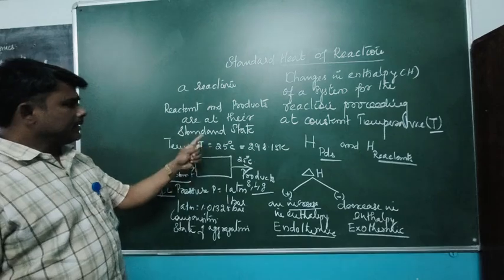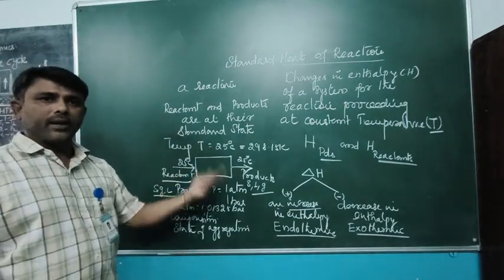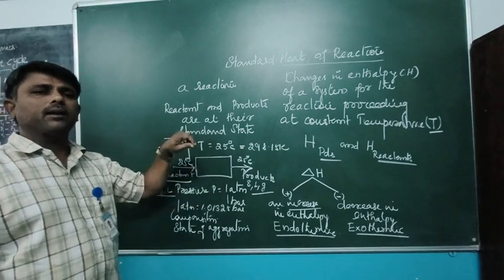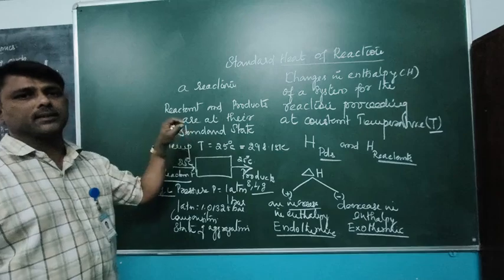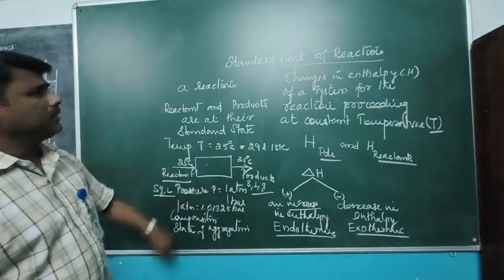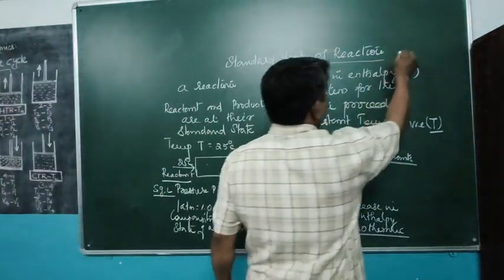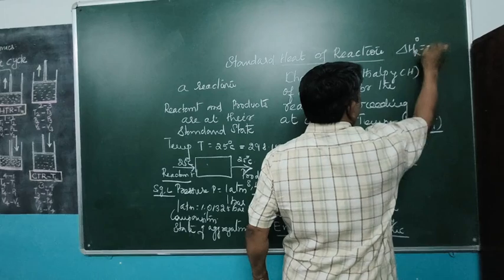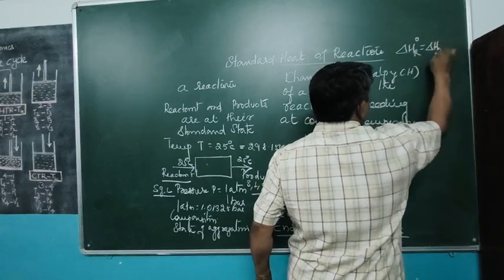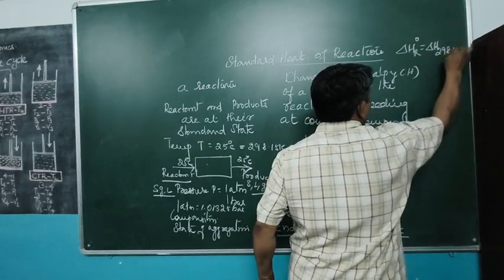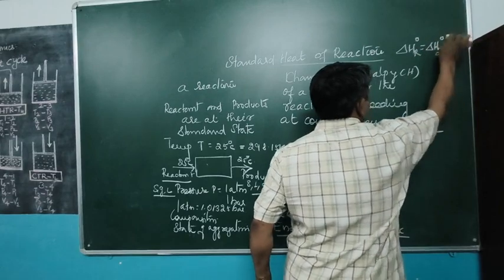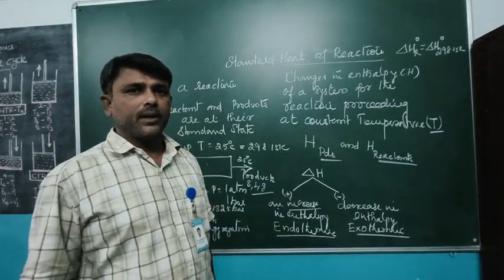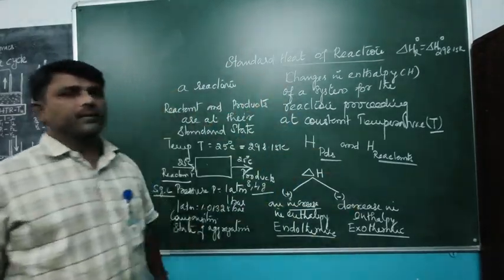That means the change in enthalpy of a reaction when both reactant and the product are at their standard state at constant temperature. The notation for standard heat of reaction is del H R superscript 0, or I can write like this, del H at 298.15 degrees Kelvin. The superscript refers to standard state. Clear? This is the notation for standard heat of reaction.